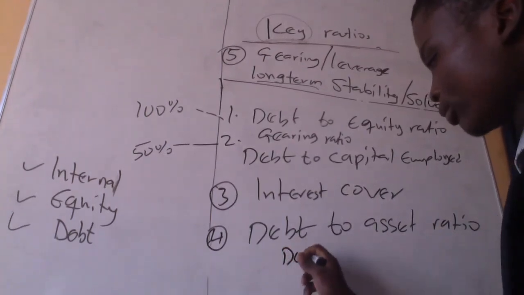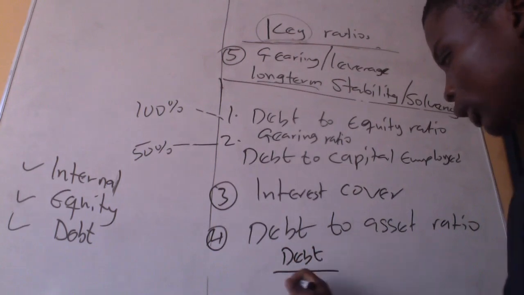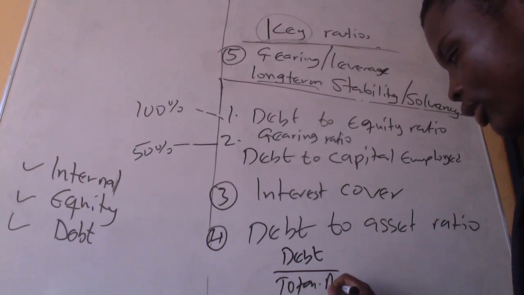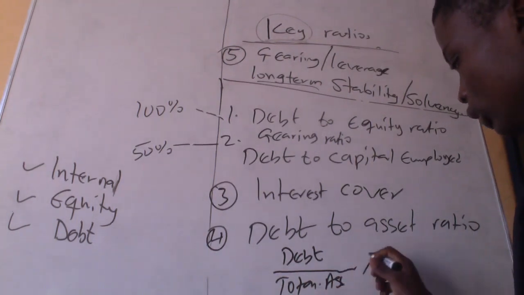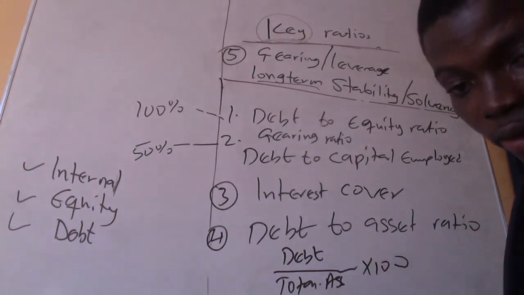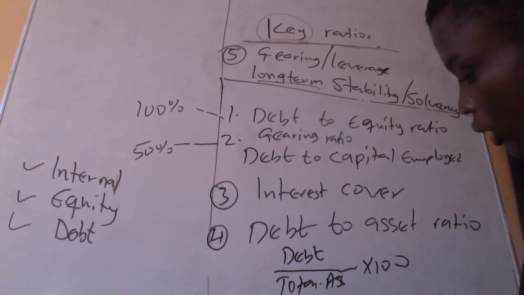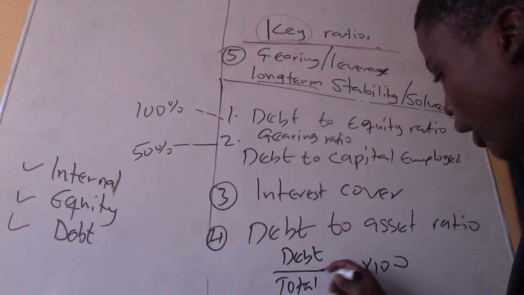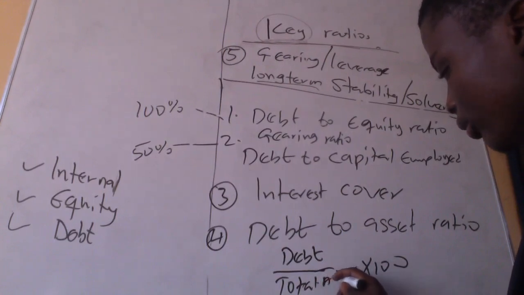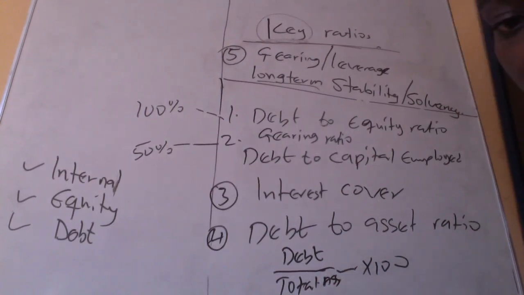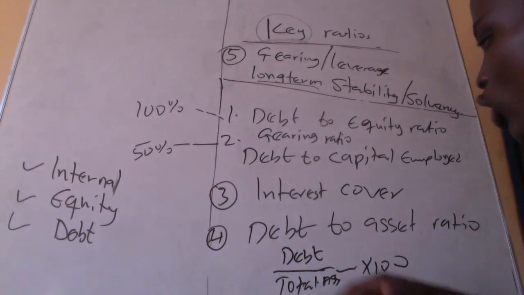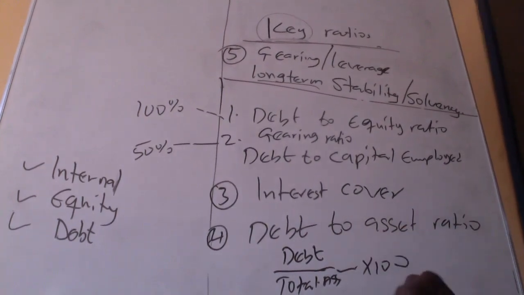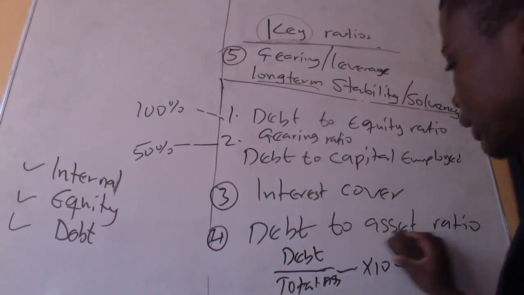So it will be debt over your total assets times 100. So take note, your debt over total assets times 100. So that is it. Now you can also have debt to non-current asset ratio, debt over non-current assets. So take note, that is it.